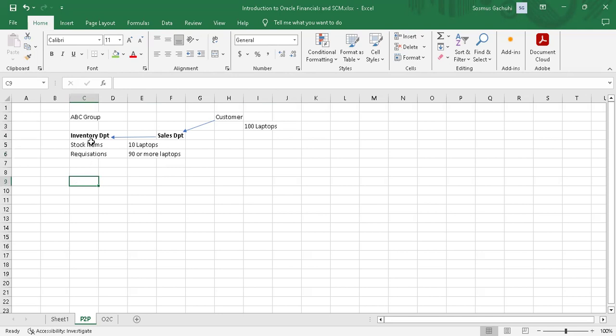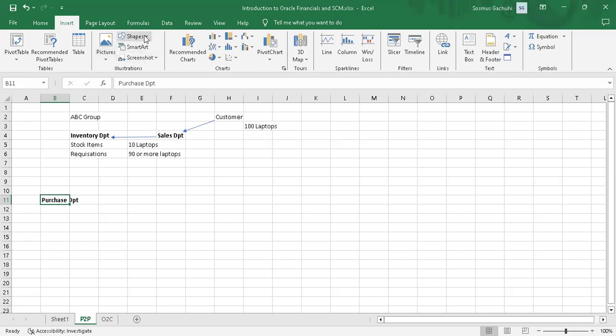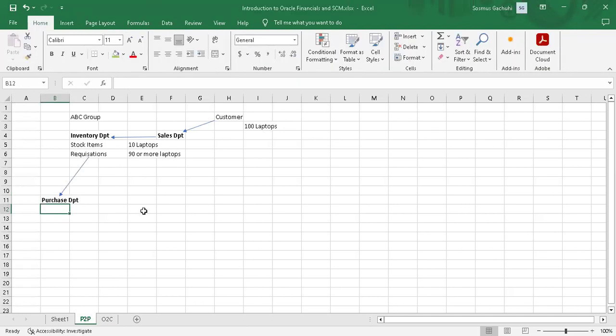So what happens is that the inventory department will raise a requisition which will be shared to the purchase department. So there is a requisition which will be shared to the purchase department. So under the purchase department, a few things happen so that they can be able to get these 90 laptops or even more.